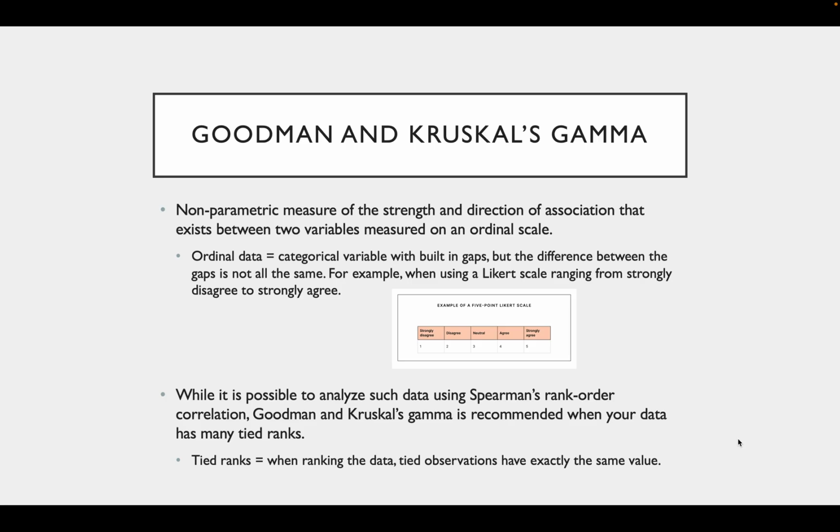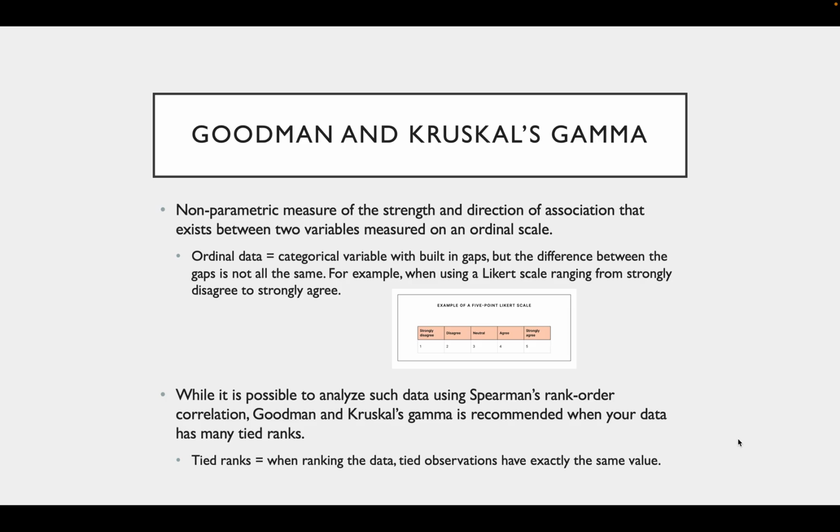Ordinal data is when you have categorical variables that have built-in gaps, but the difference between the gaps is not all the same. So for example, if you're using a Likert scale ranging from strongly disagree to strongly agree, there is an order to this scale, but the difference between the levels is not the same. Ordinal data differs from categorical data, which has no order. For example, eye colour, like red, blue, green, etc.